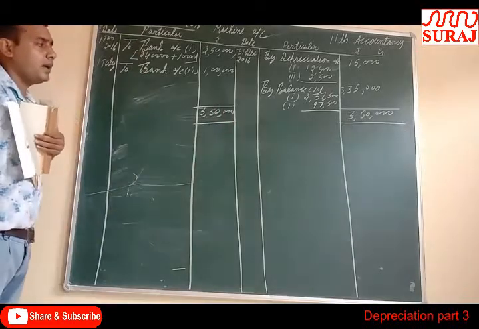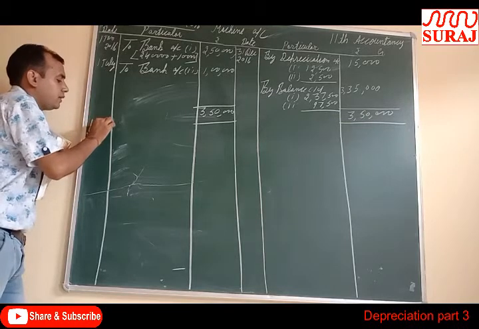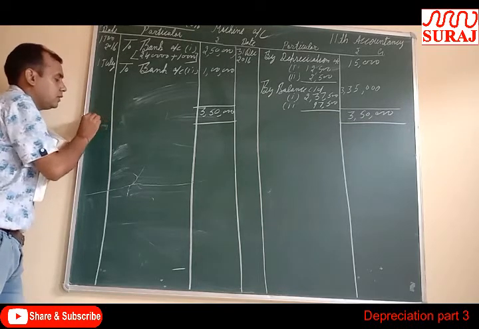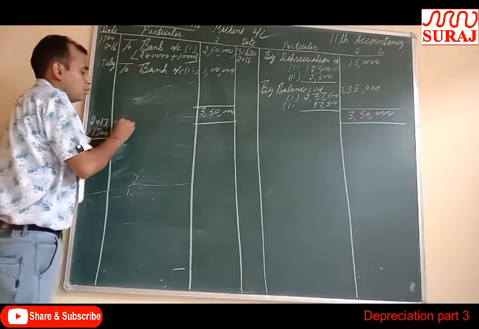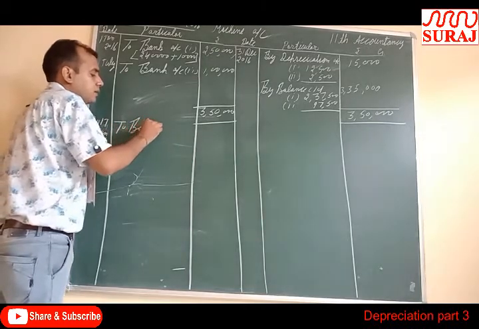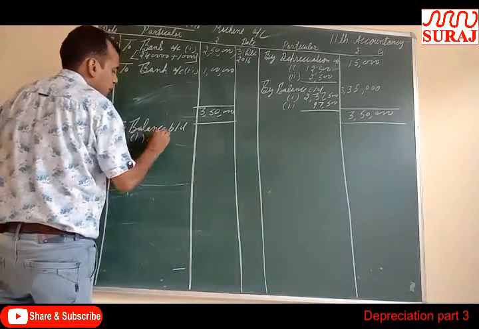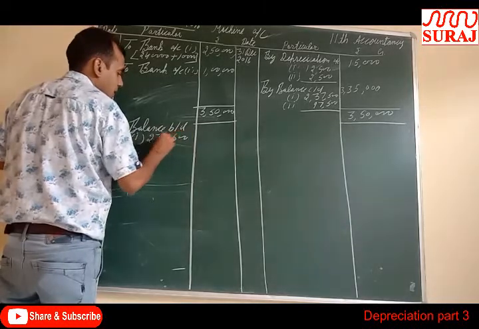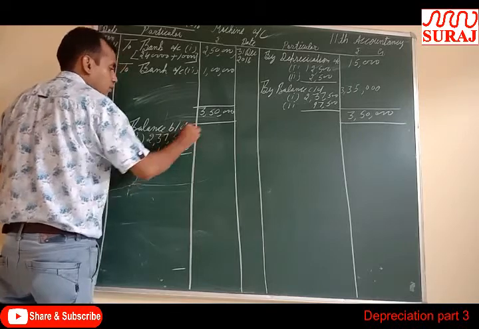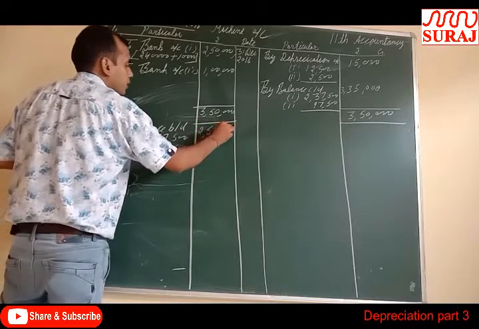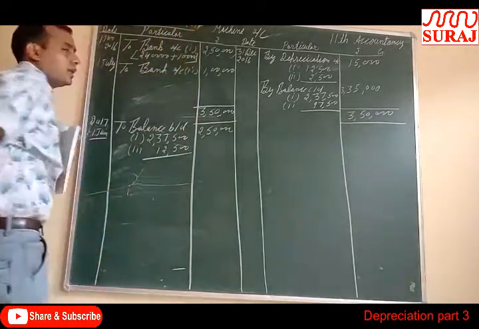Last year's closing balance will become the opening for the next year. 1st January 2017, to balance b/d. First machine balance 2,37,500. Second machine balance 97,500. Total 3,35,000. Your year runs from 1st January 2017 to 31st December 2017.